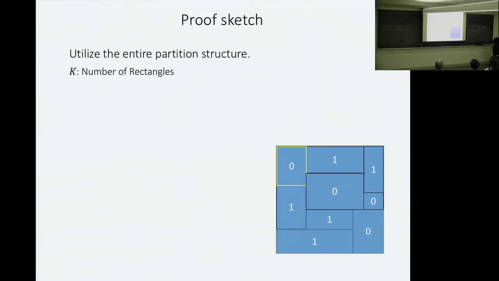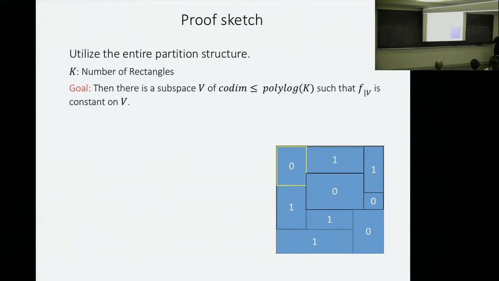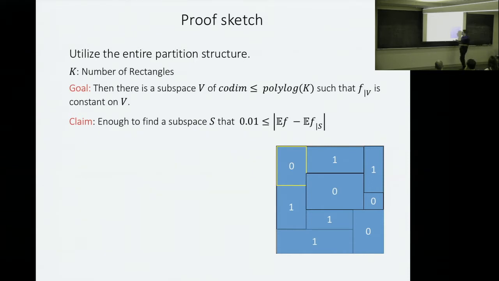And let me quickly mention, the proof is very short. I'll first explain the general sketch and then give the proof. So, okay, again, what is the goal? Find a subspace that has codimension polylogarithmic in the number of rectangles, and my function is constant. So I claim the following is true.